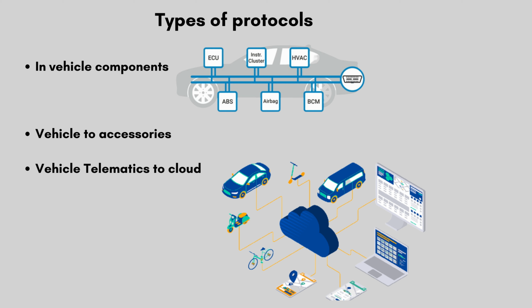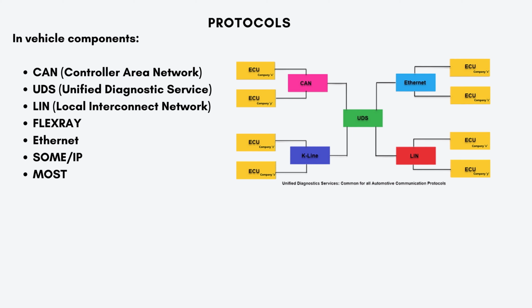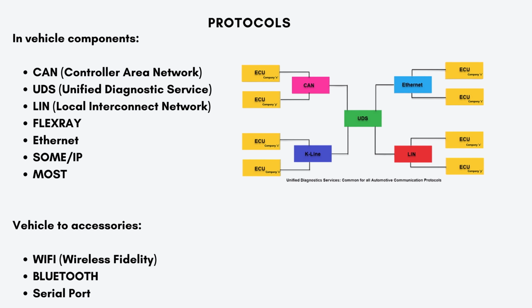And the third one, vehicle telematics to cloud. How the telematics unit is going to communicate with the cloud, how the cloud will get the data, and how the data is going to be usable for the users will be discussed in a coming session. Now let's quickly jump into the segment of the different protocols that the in-vehicle components use.